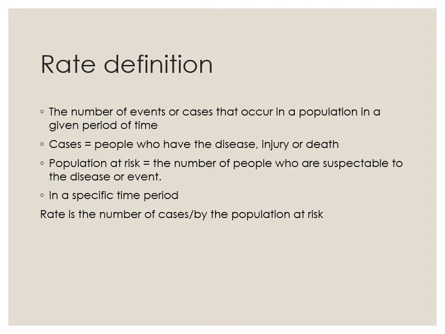So this explainer project is going to be on the rate, what a rate is. Rate is a number of events or cases that occur in a population in a given period of time. That's the definition of a rate. Cases equal the people who have the disease, injury, or death.